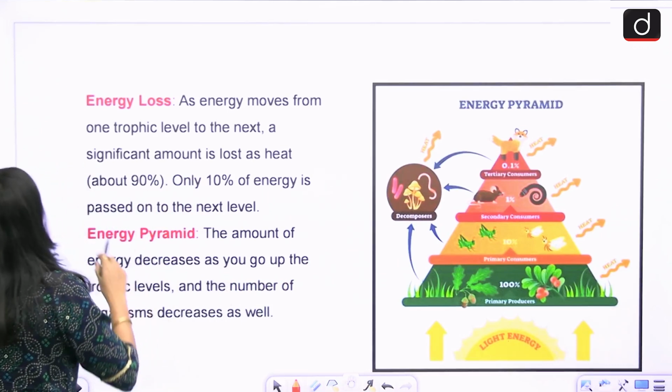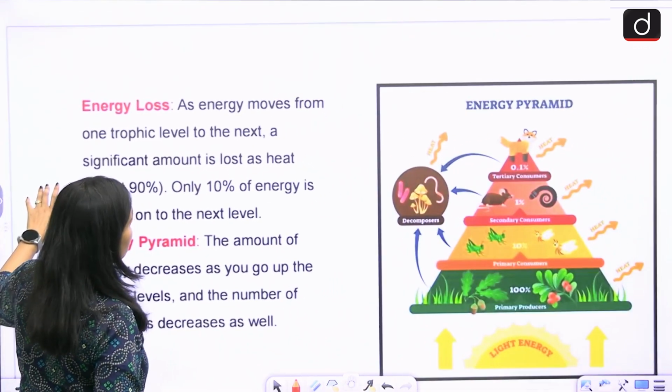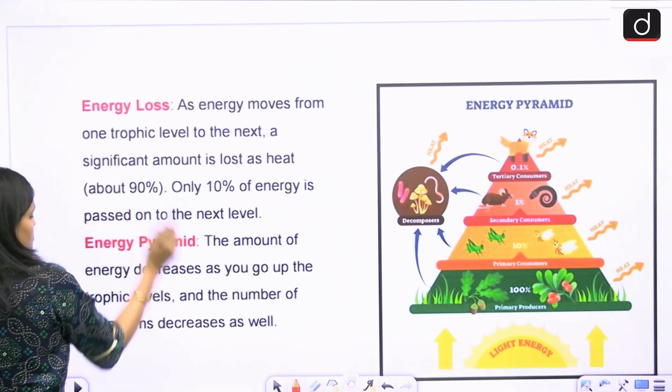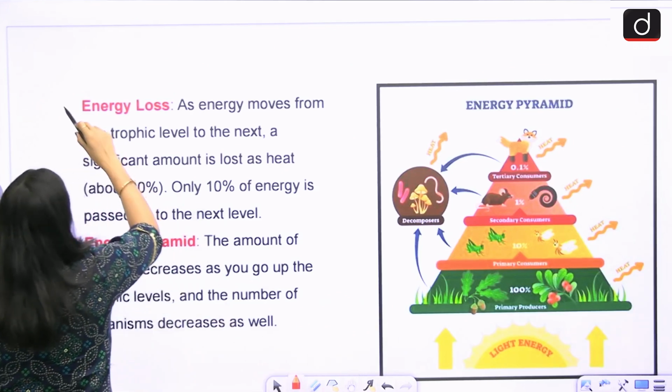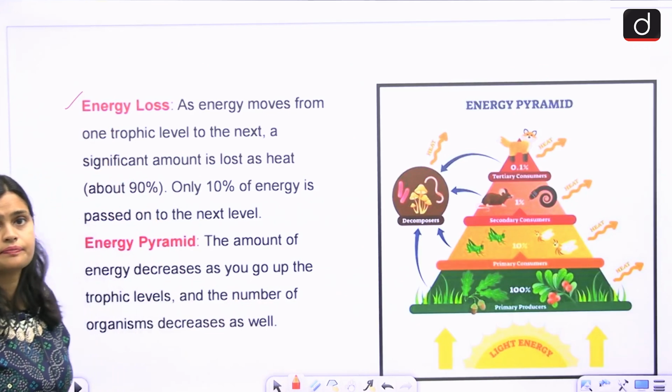Now here we have an energy loss, right? We have an energy loss. Now what is energy loss, guys?